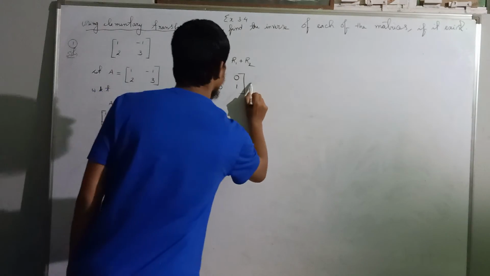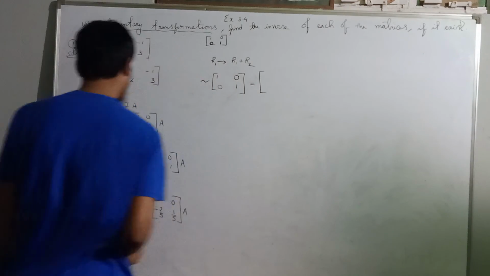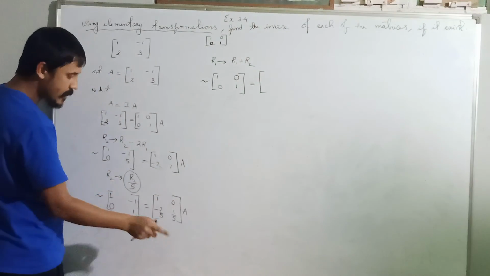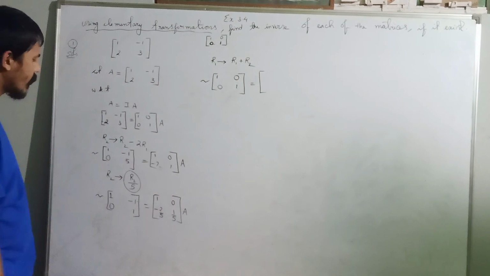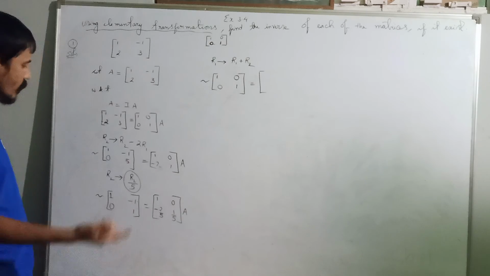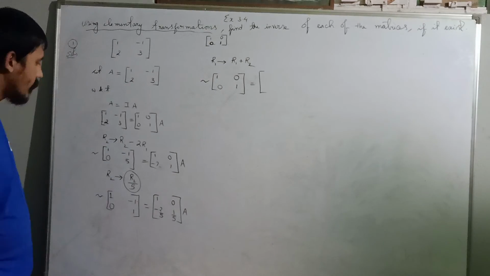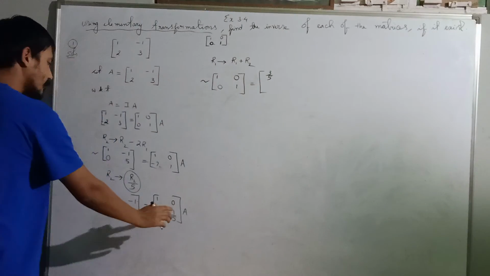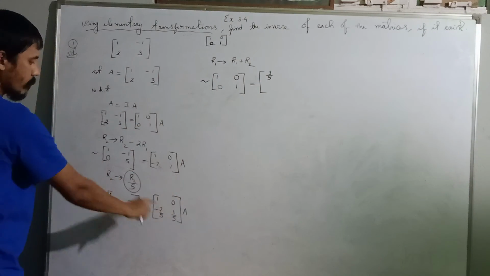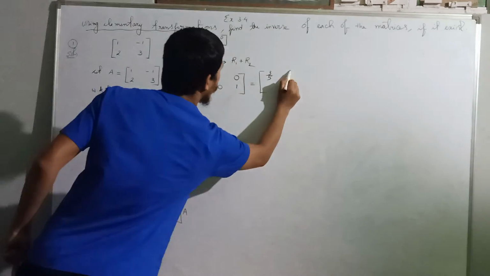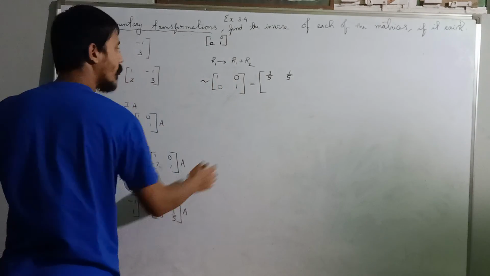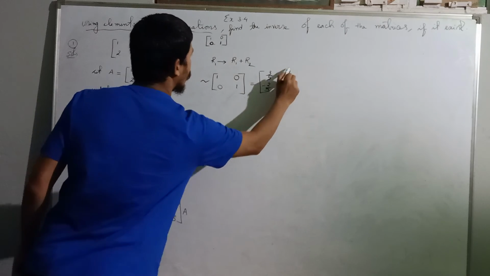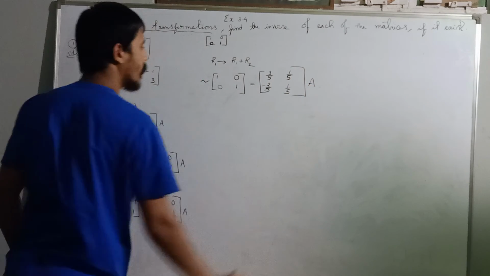Same operation on the right side. 1 plus minus 2 by 5. That is 1 minus 2 by 5. Yeah, 3 by 5. So 3 by 5, and then 0 plus 1 by 5, 1 by 5, and then we have here minus 2 by 5 and 1 by 5 times A, right?